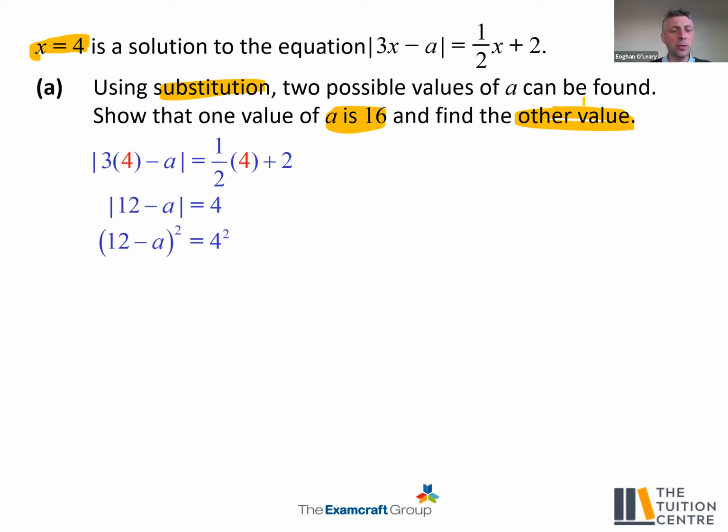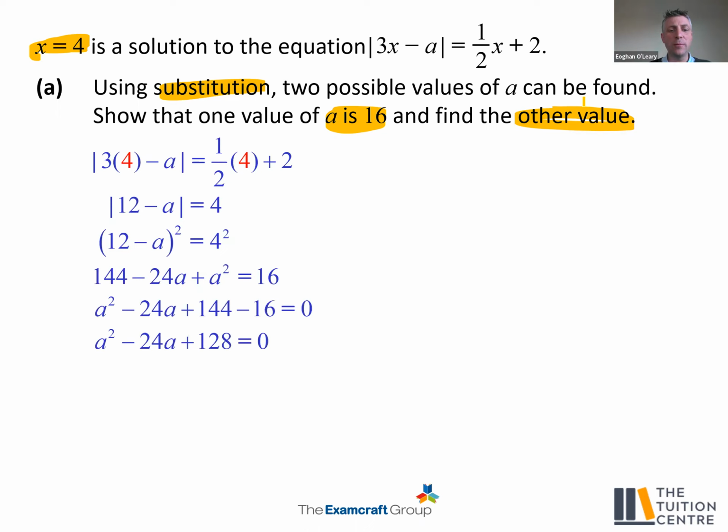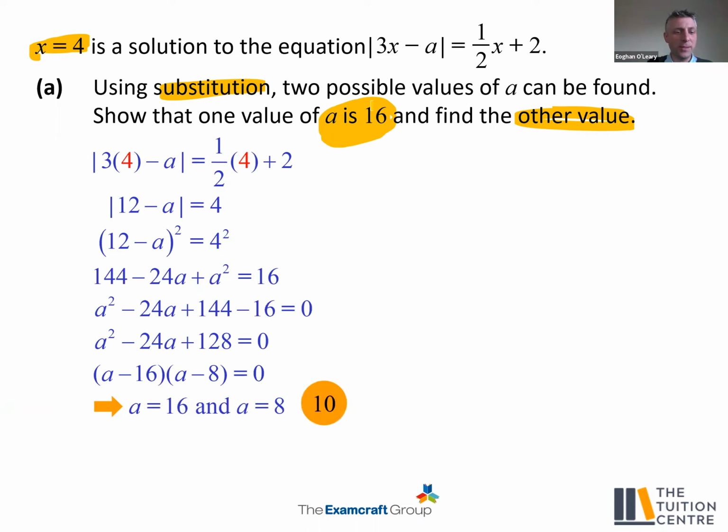Now you can square both sides here, and by squaring the left-hand side, you're definitely going to have a positive, so there's no need for the modulus. We get 144 minus 24a plus a squared is equal to 16. Simplifying down, we get a squared minus 24a plus 128 is equal to 0. Factorizing, and there's good news here because we can see our 16 showing up. We get a minus 16 times a minus 8 is equal to 0. We get a equals 16, and a equals 8. And that's for 10 marks.